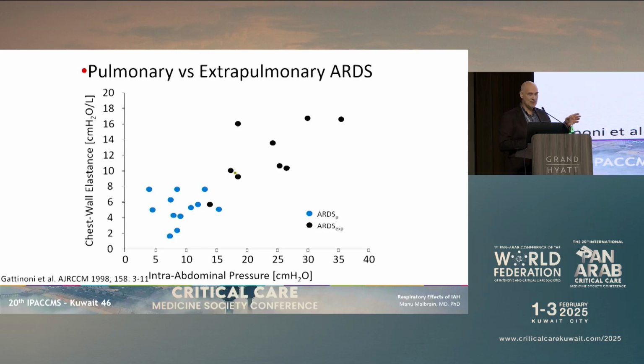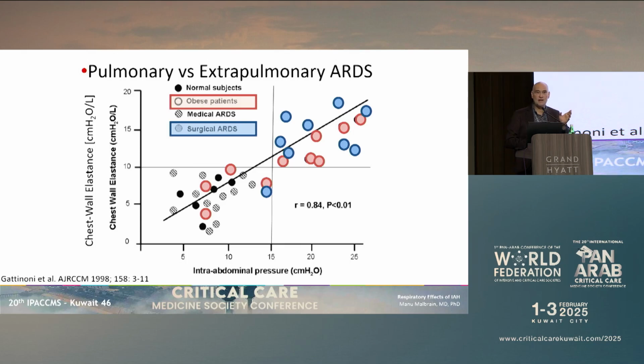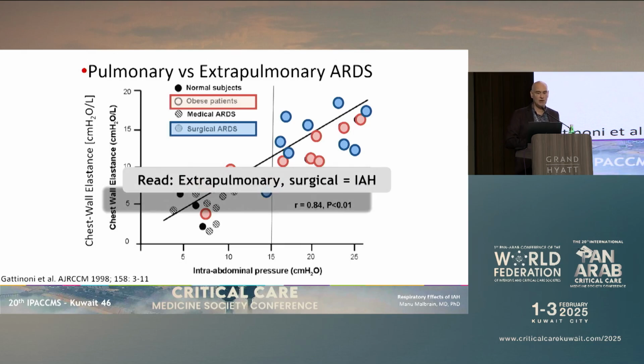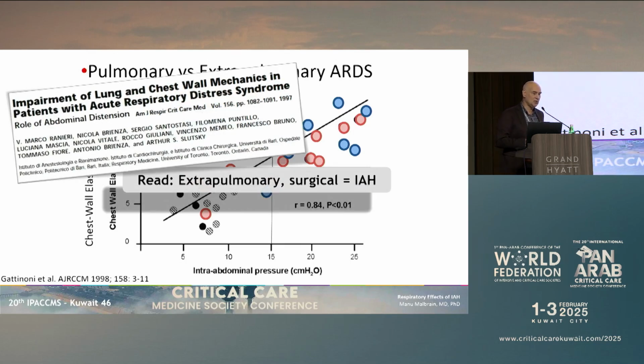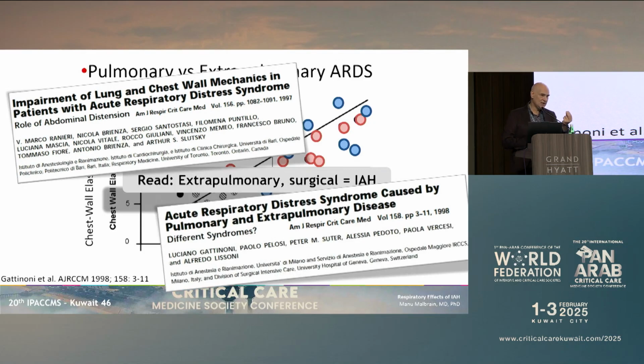And you can see here, when separating pulmonary in blue and extrapulmonary in black, the extrapulmonary patients, like the one I showed you, have higher abdominal pressures. In another study, they also found a relation between abdominal pressure, especially in obese patients. They have higher pressures, but also in the surgical ARDS, read the extrapulmonary ARDS, read the ones with abdominal hypertension. So that's why Luciano and co-authors proposed to talk about pulmonary and extrapulmonary ARDS as different syndromes that need to be treated differently.